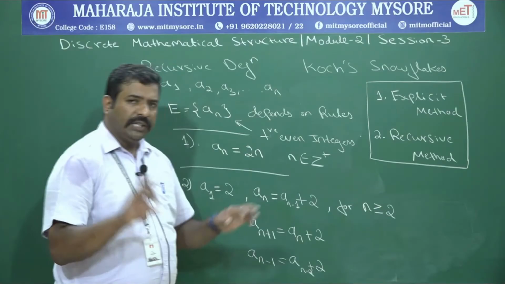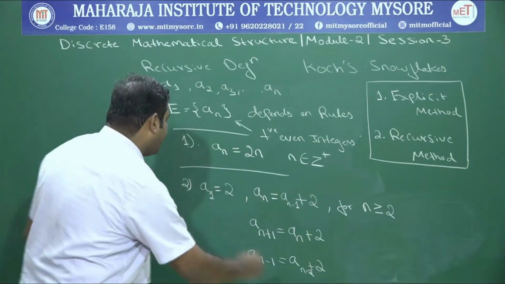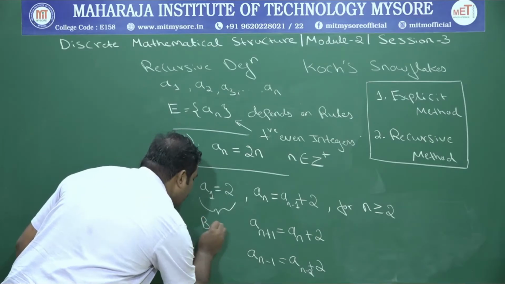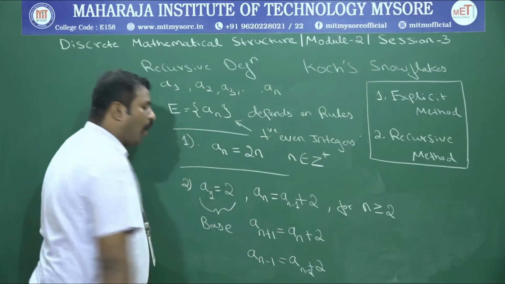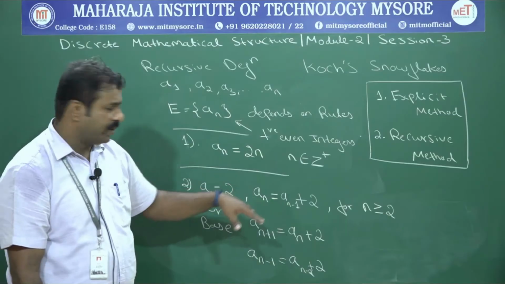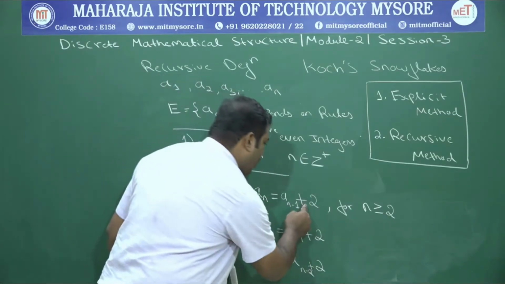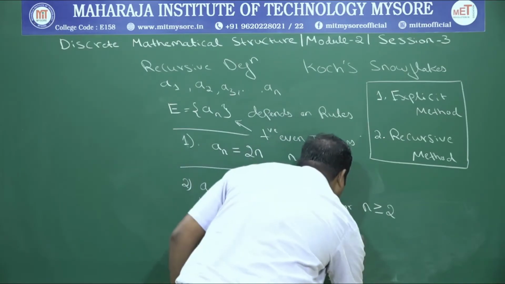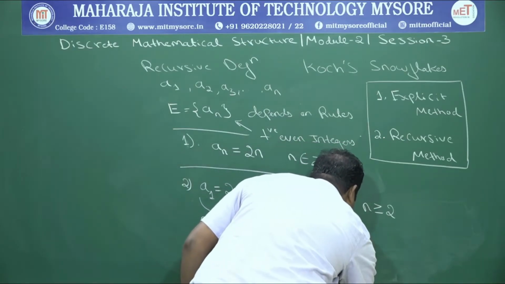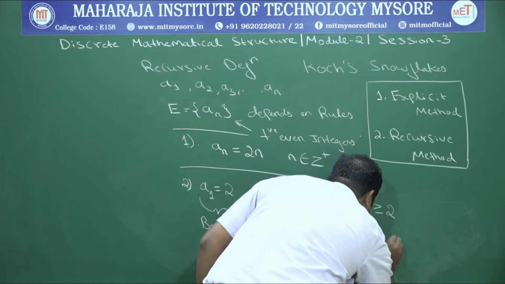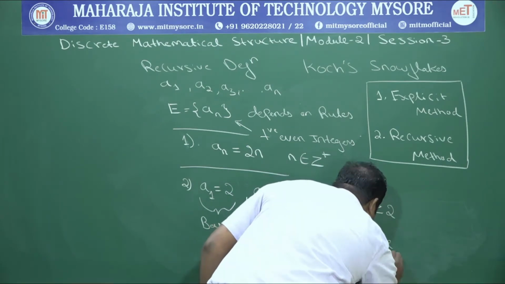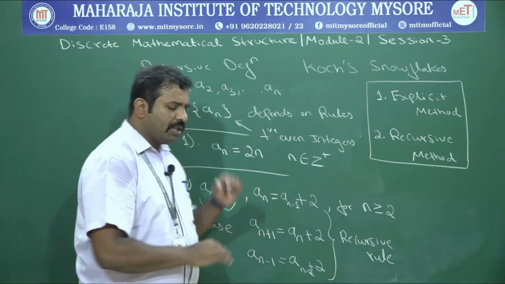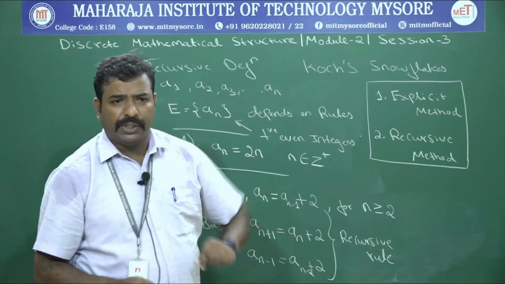As I mentioned, this is going to be called the base of the recursion or the basis of a recursion. And either this form or any of these forms, we call this a rule, a recursive rule. Fine. So now this is what the explicit method and recursive method are going to be.